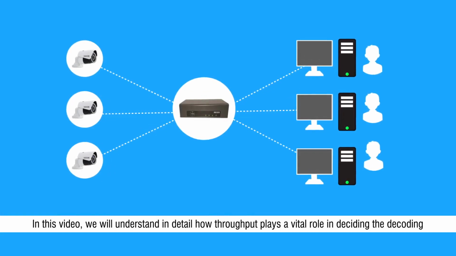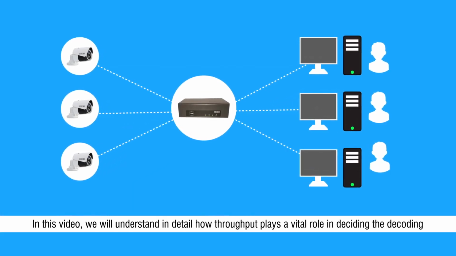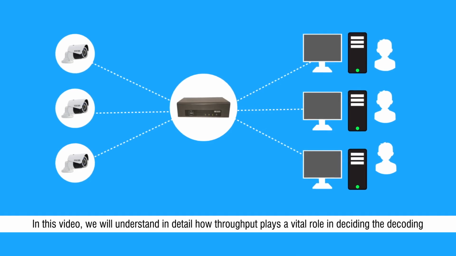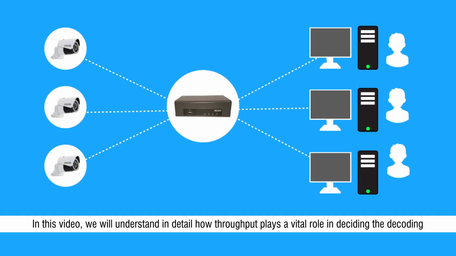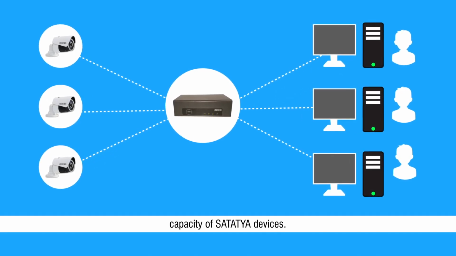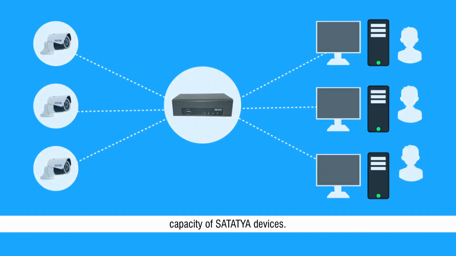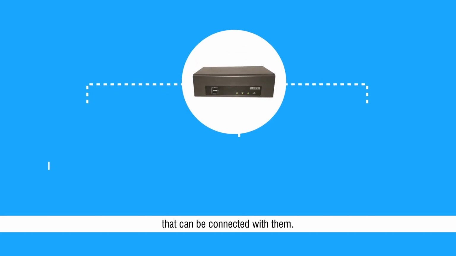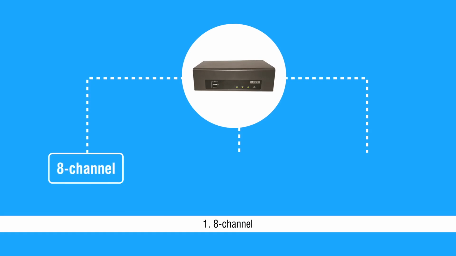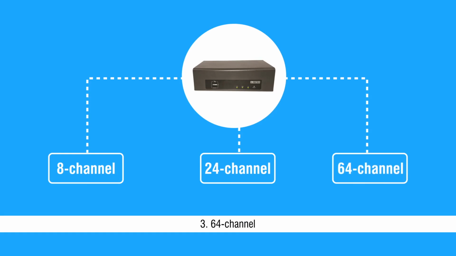Hi friends, in this video, we will understand in detail how throughput plays a vital role in deciding the decoding capacity of SATATYA devices. SATATYA devices are classified into three categories based on the total number of cameras that can be connected with them. First, 8 channel, second 24 channel, and third 64 channel.